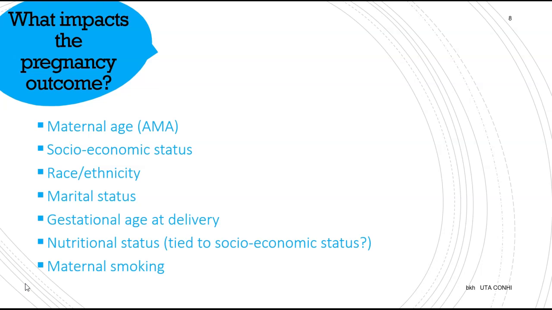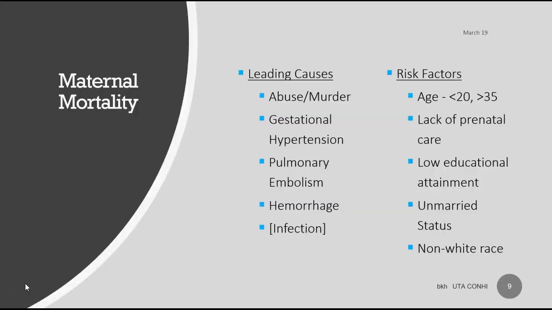We know that gestational age at delivery is going to alter outcomes. A pregnancy is much more likely to be healthy if they deliver at 40 weeks versus a fetus who delivers at 23 weeks. Very different outcomes in those pregnancies and for those kiddos. We talked last week about how nutrition is tied to the outcomes of the pregnancy. But interesting, is nutritional status tied to socioeconomic status? Could be. And we talked about smoking. That's going to impact the outcome.